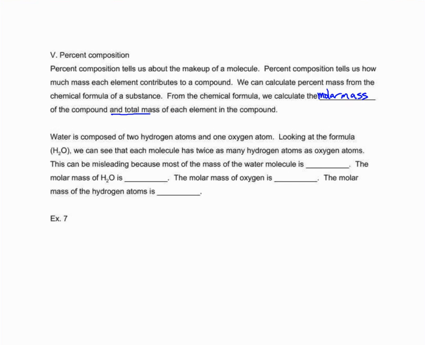So the first thing we'll look at is water. Water is composed of 2 hydrogen atoms and 1 oxygen atom. So if you just look at the formula, H2O, you can see that each molecule has twice as many hydrogen atoms as oxygens. But this can be misleading. Before we do that, let's look at the mass of water. So let's make our table.